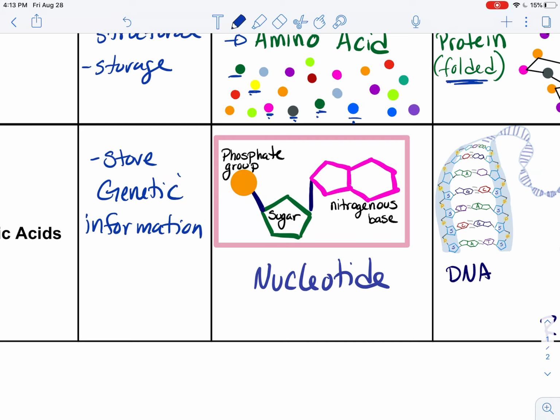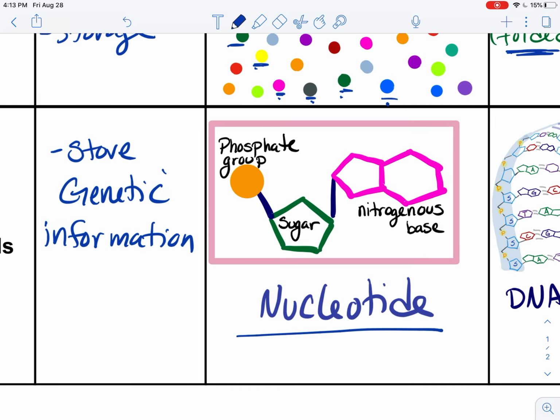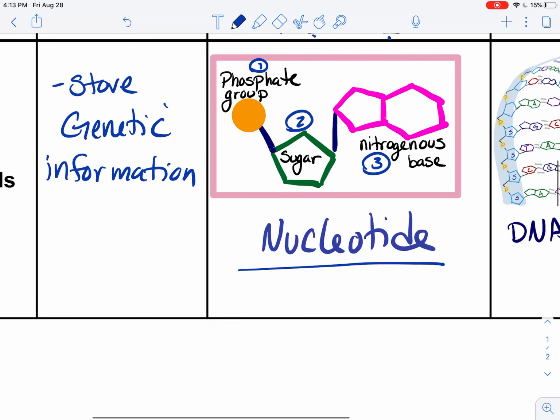All nucleic acids are made up of monomers or building blocks called nucleotides. And nucleotides are actually also made up of 3 parts. So all nucleic acids are made up of nucleotides, and nucleotides are also made up of 3 things. The first thing is a phosphate group. So all nucleotides have a phosphate group, they have a sugar, and they have a nitrogenous base.